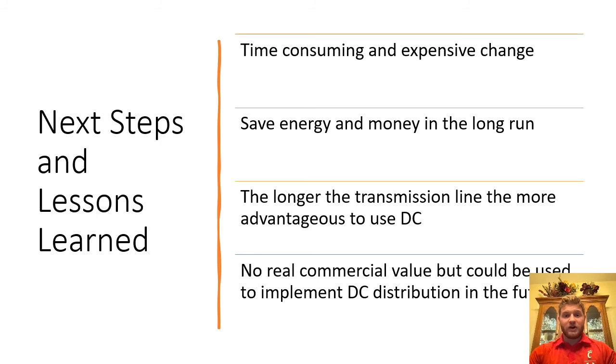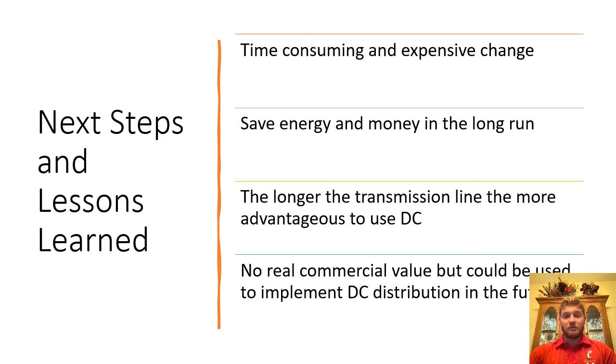What I learned from this project is that it would be very time consuming and expensive to change all the AC transmission and distribution over to DC. However, it would be more efficient and save energy and money from being wasted in the current AC system. I would also recommend that in situations of very long transmission lines, we should use DC power. If they are shorter transmission lines, I think it would be acceptable to keep the AC distribution system expense-wise.